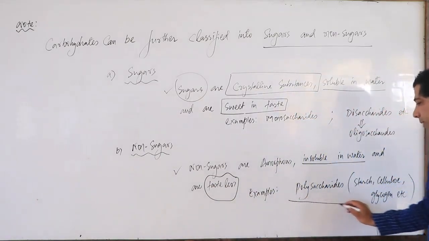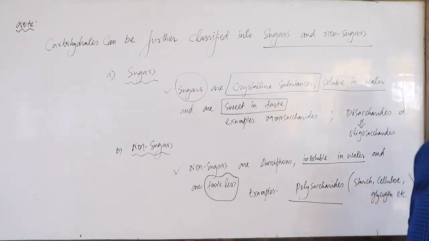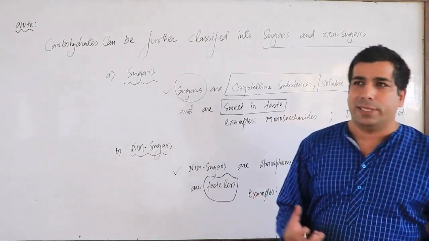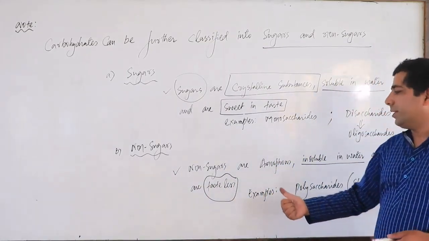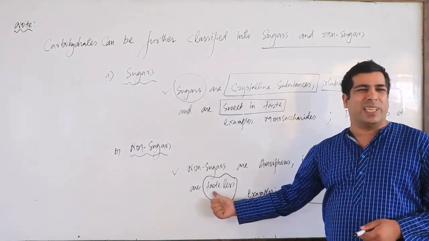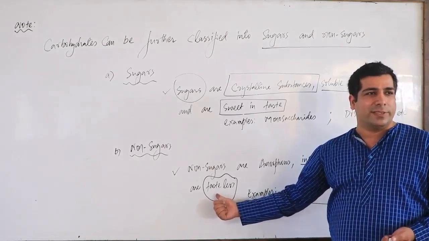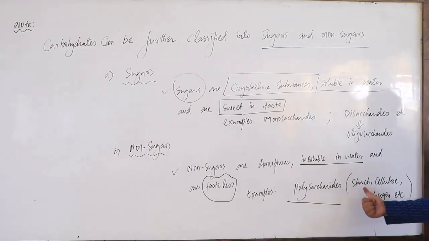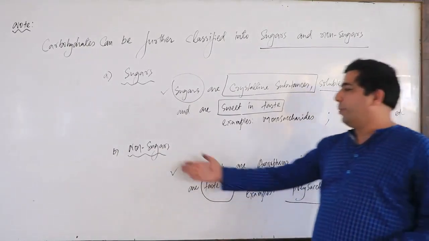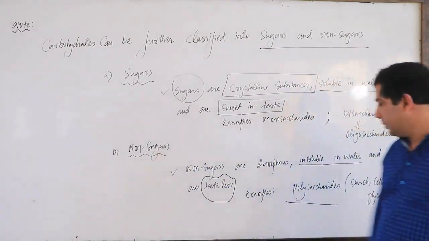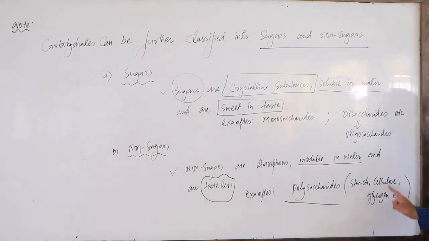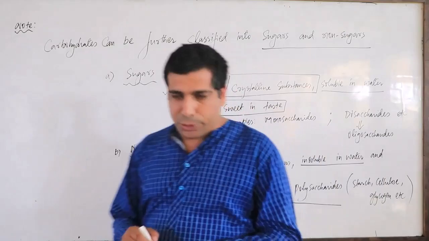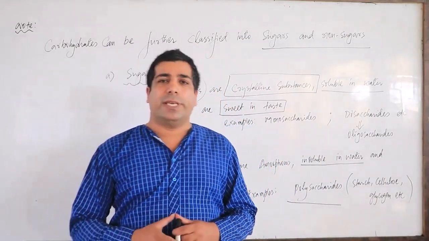Examples are polysaccharides. When you take starch, for example, when you take rice, you'll find that there is not much taste in that. So we can consider it a tasteless substance because it's not sweet. Rice is not sweet in taste. So it's tasteless, and that rice is nothing but your starch. So obviously it's a non-sugar. Other examples are cellulose and glycogen. These are the non-sugars. I hope you have understood this.